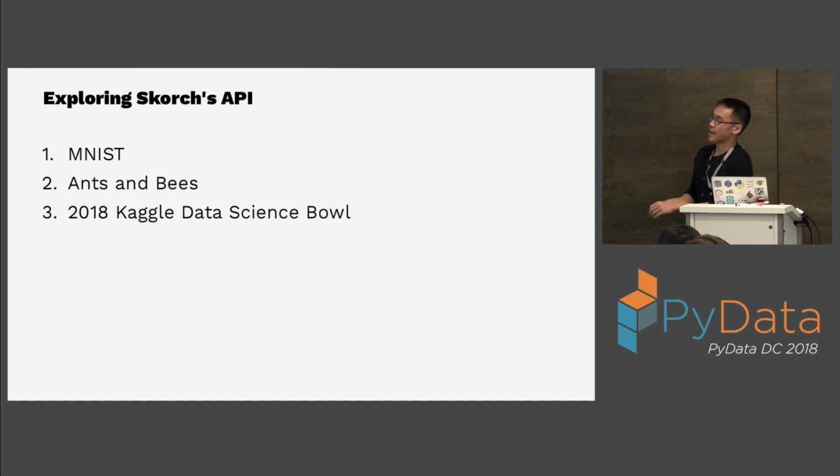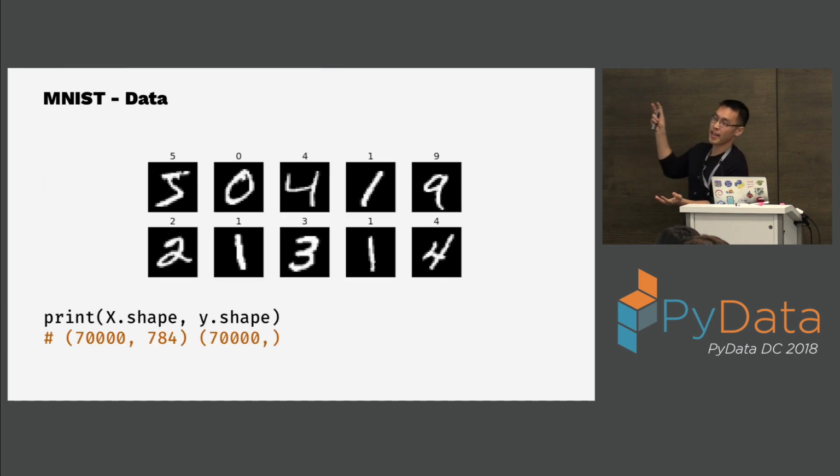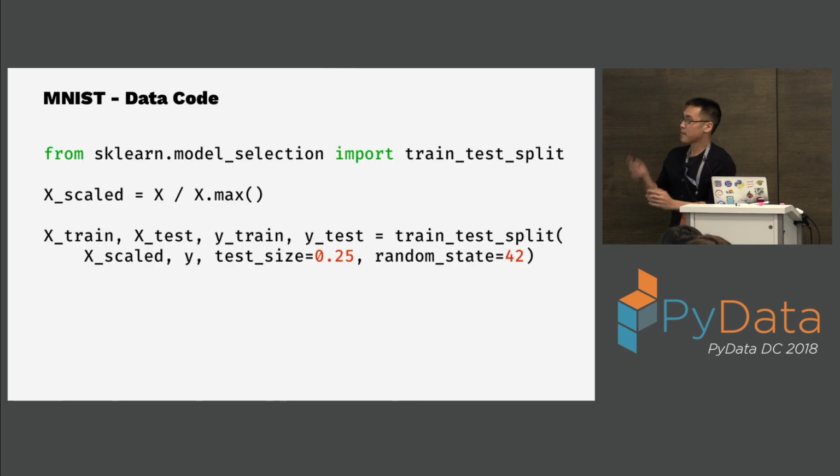Okay, MNIST data set. Everyone knows the MNIST data set? 28 by 28, grayscale, labels between 0 and 9. There's 70,000 of them. If you flatten the 28 by 28, you get 784. Okay, simple. Remember, kindergarten, we have to do our train test split to split our data into training and test sets. Notice in this case, I manually scaled my data set by dividing by the maximum value. So now our x values are between 0 and 1.